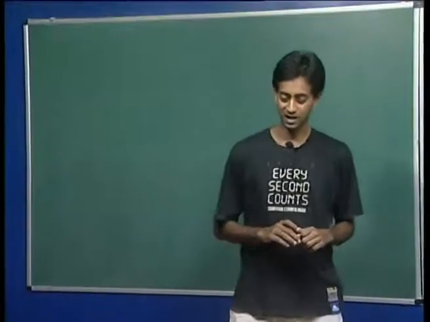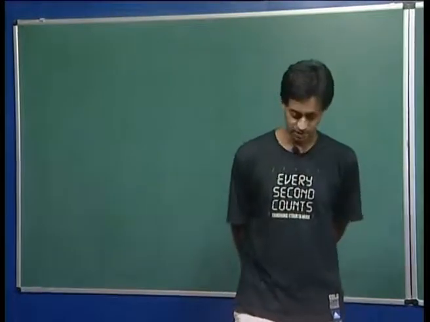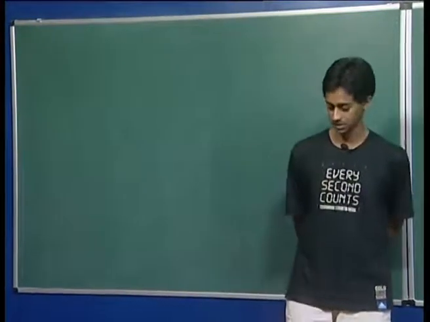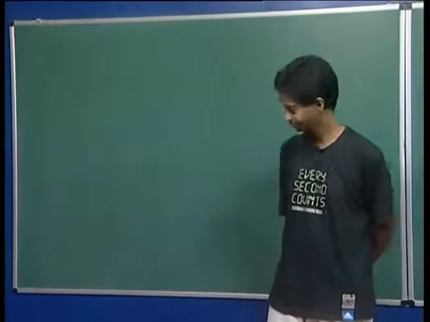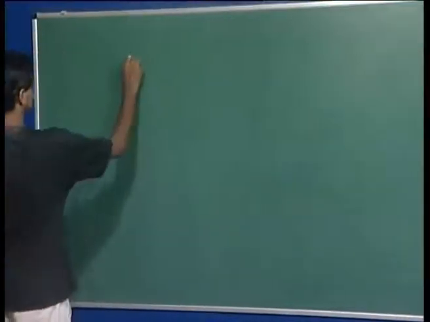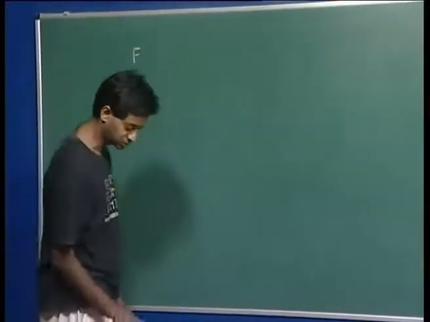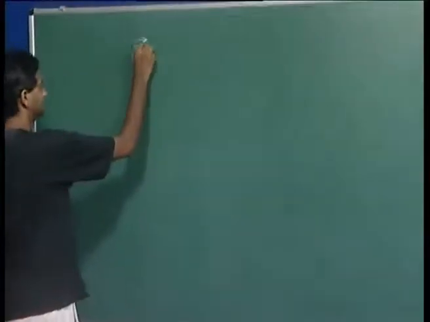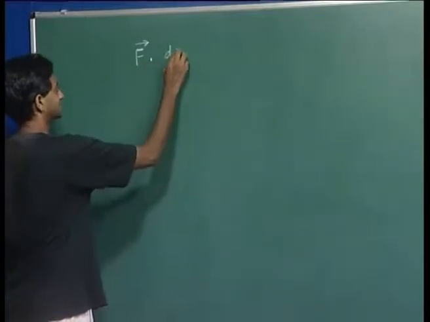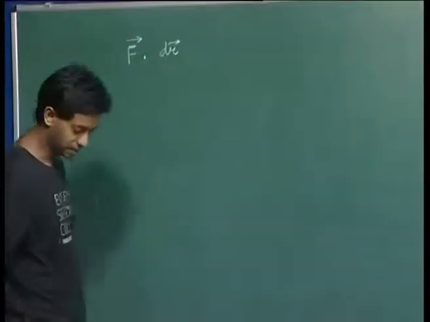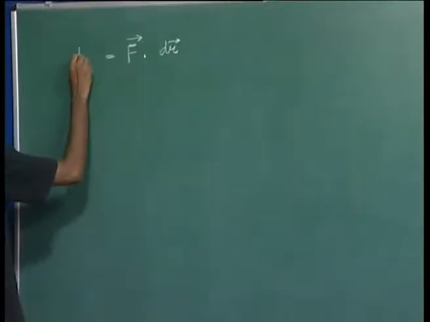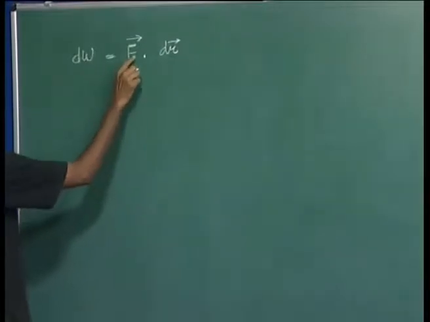Today we are going to do an application of line integrals, something that you probably have seen before, called potential theory. Suppose you have a force F acting on a body, and due to this force the body is displaced by a distance dr. Then the work done in this process is dw, which is a scalar, F dot dr.